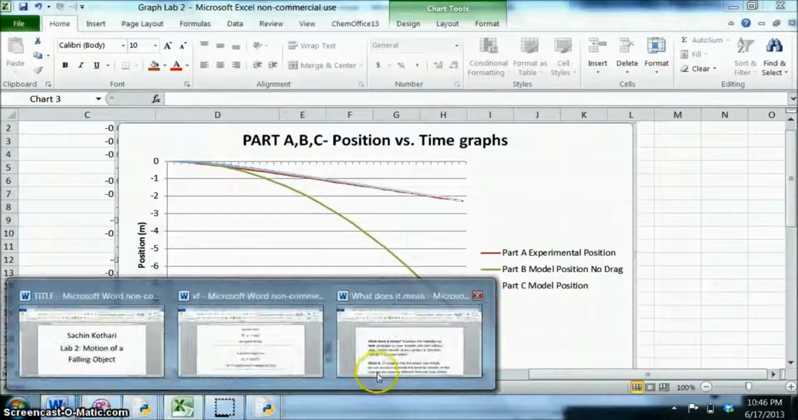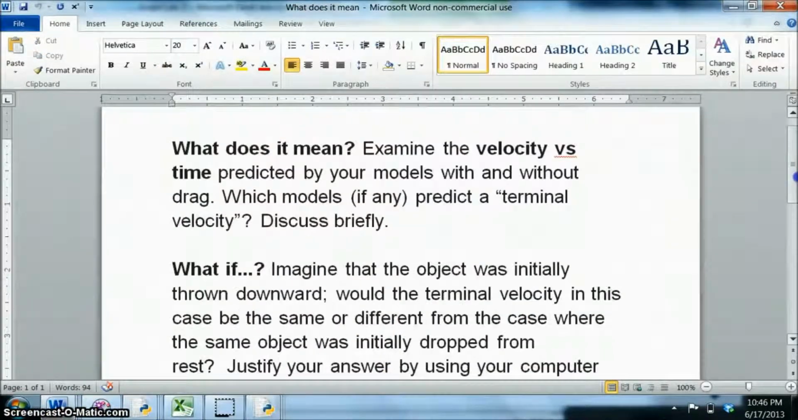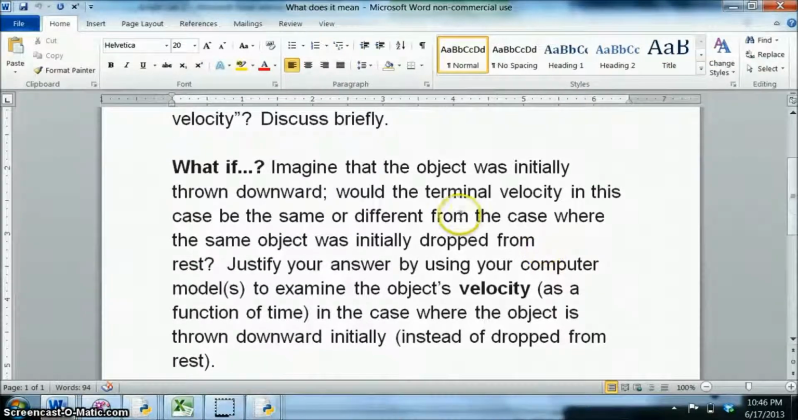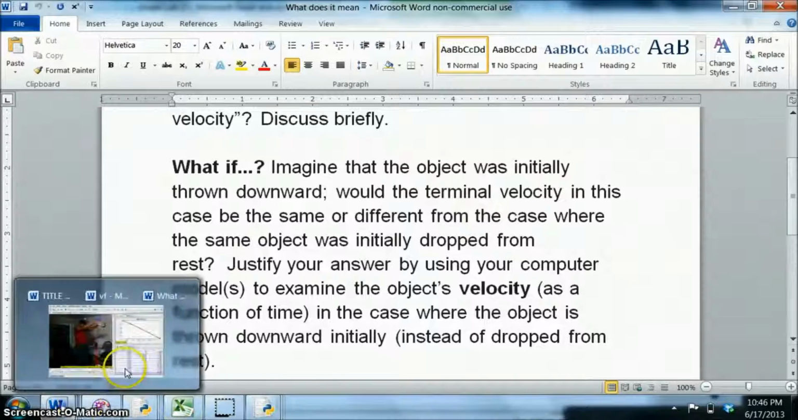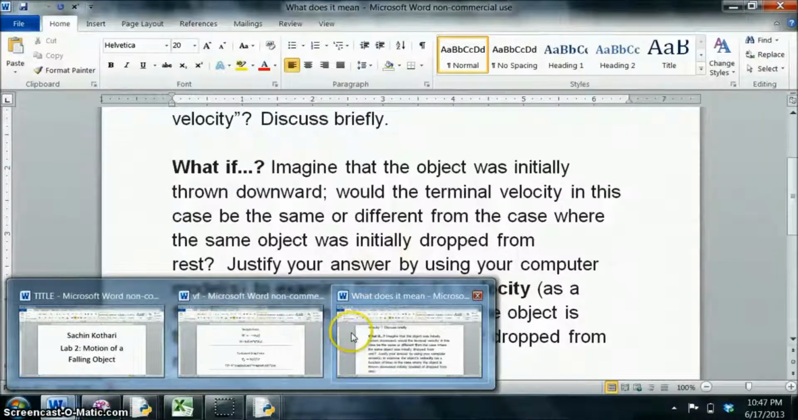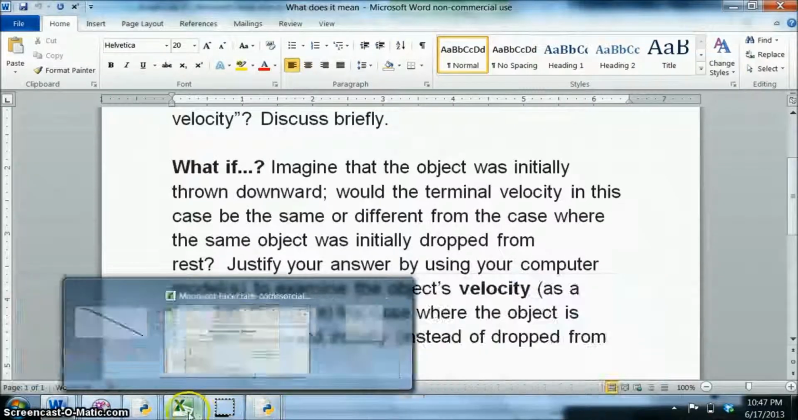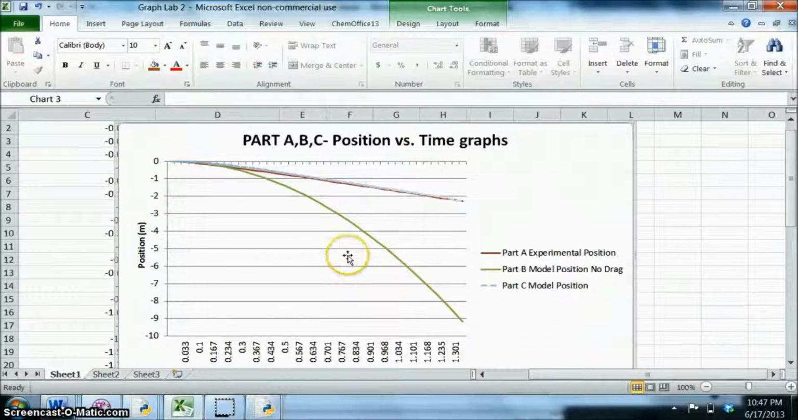Now the second question asked, imagine if the object was thrown down, would the terminal velocity in this case be different or the same compared to when it was initially dropped? So it would actually be probably the same, except when you throw it, it's going to have much higher drag force, making the object decelerate at first, but then it will reach terminal velocity just like the other. So it probably reached terminal velocity a little earlier because there's more drag force. It actually depends on how fast you throw it too.